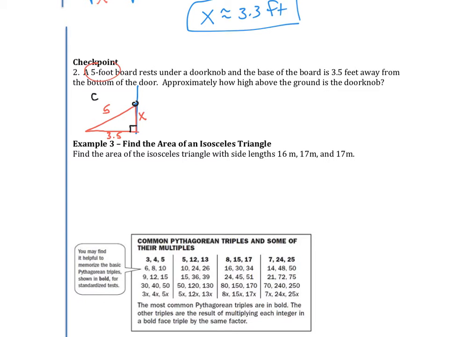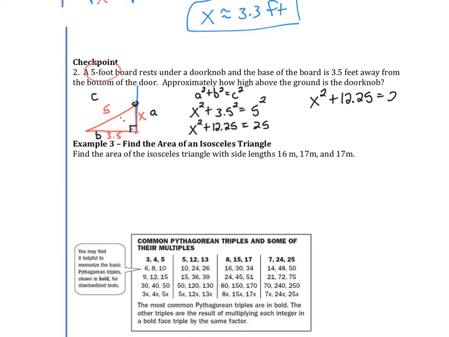Again, the c value is opposite the right angle, so the c value is 5, and then we have a and b. If we do a squared plus b squared equals c squared, we would have x squared plus 3.5 squared equals 5 squared. On our calculator, 3.5 squared is 12.25, and 5 squared is 25. So we get x squared plus 12.25 equals 25.